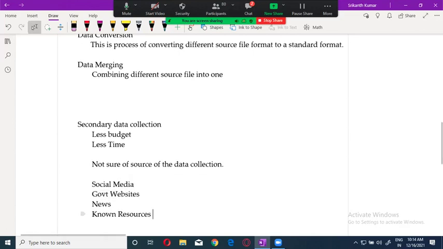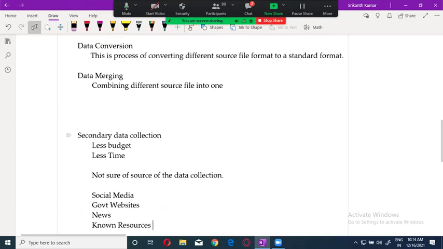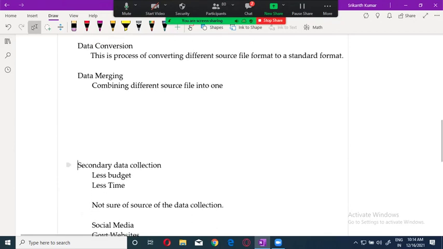And there are other sources like Kaggle. Kaggle collects the data from different sources and dumps it, and it is available there. So another one is Kaggle. Most of the time you will be doing that. So this is about secondary data collection. Now, what is primary data collection? Someone is asking a question over here.